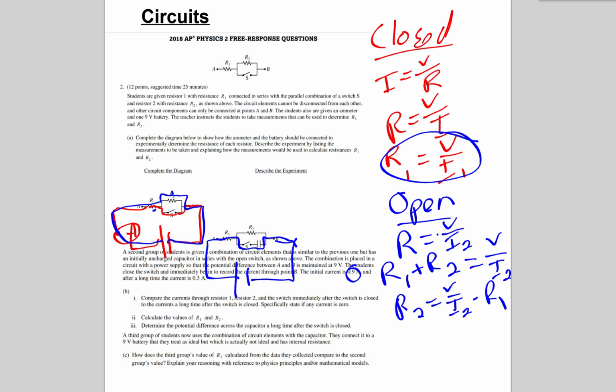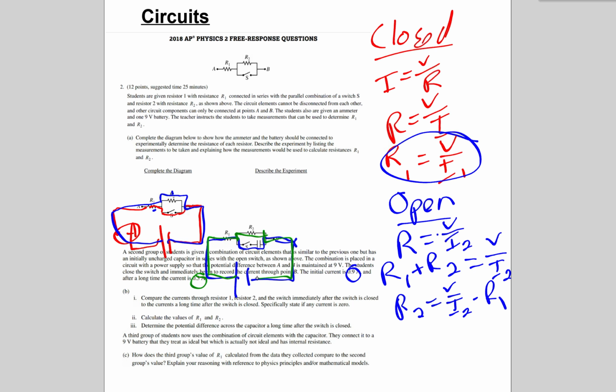After it's been closed for a long time, now it's an open circuit. Now R1 is going to be getting the 0.3 amps, right? And R2 is going to be getting 0.3 amps, right? And then it's going to go back through there.